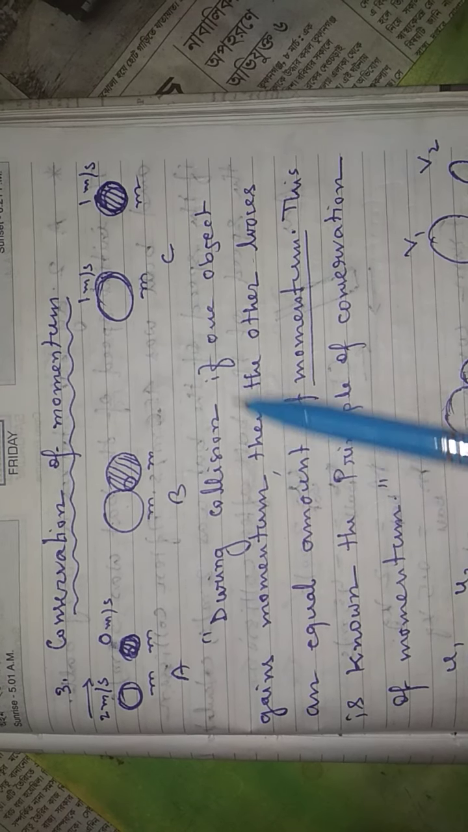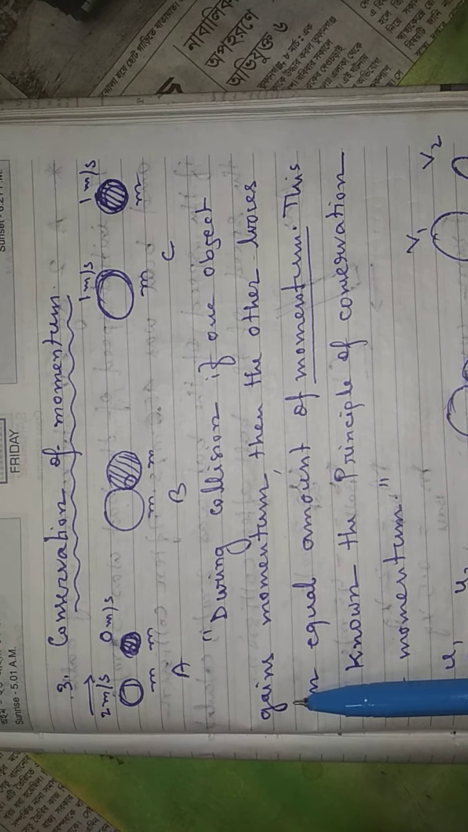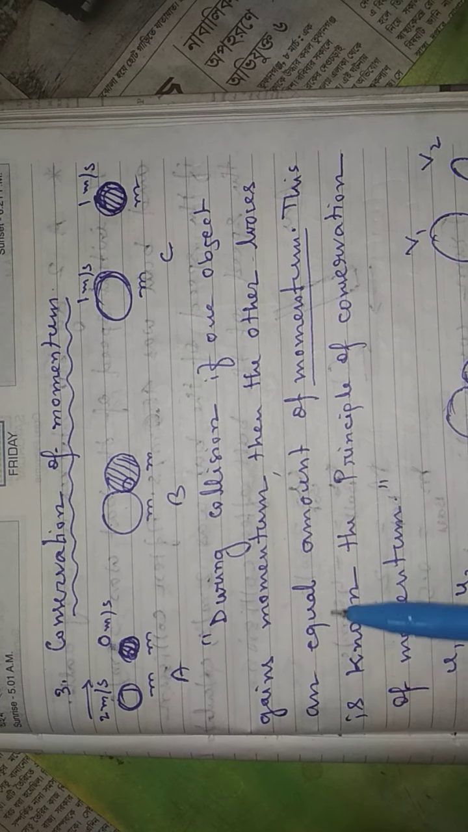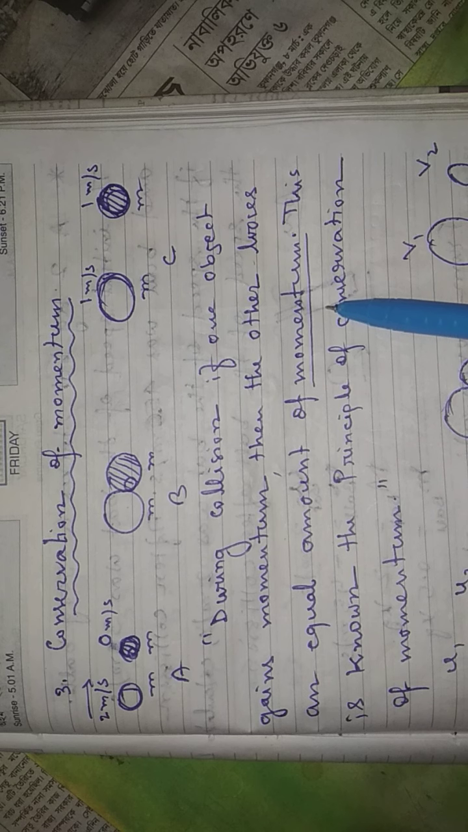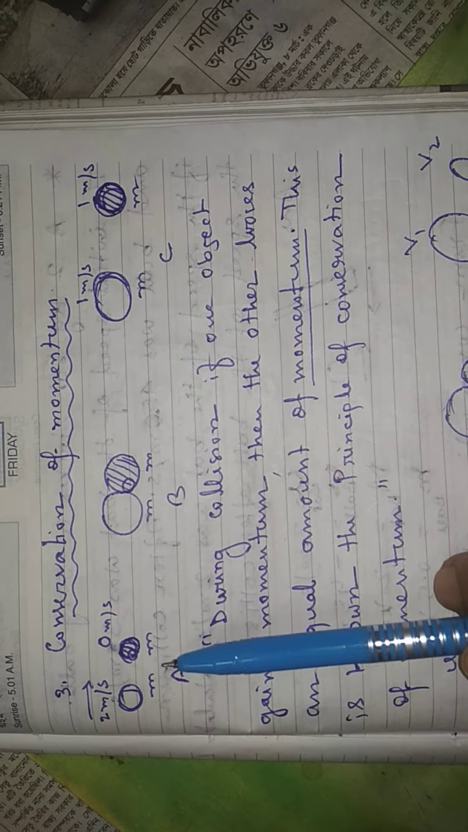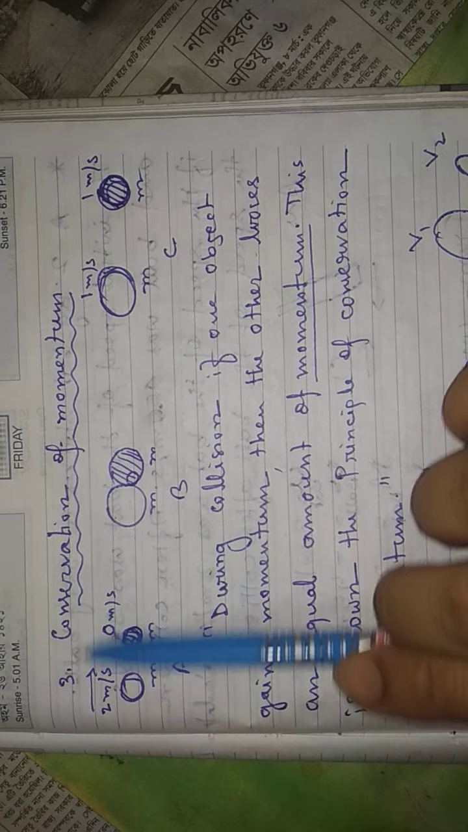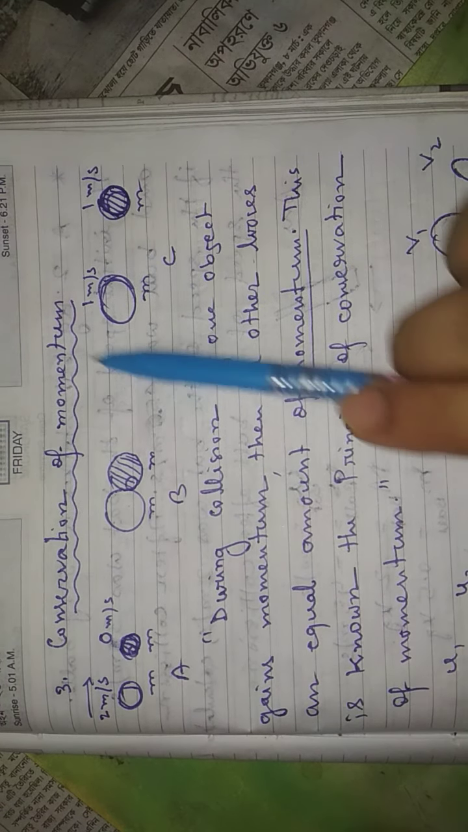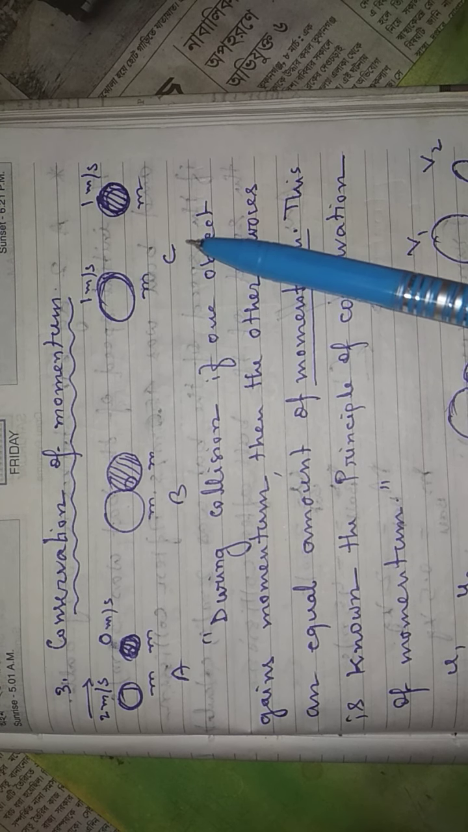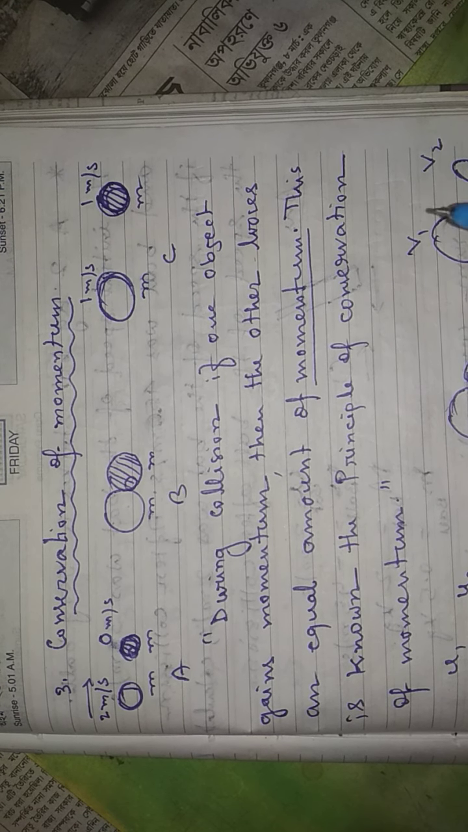During collision, if one object gains momentum, then the other loses an equal amount of momentum. That means before collision, whatever momentum the system had, after collision it will have the same momentum. There will be no change in momentum. This is called conservation of momentum.